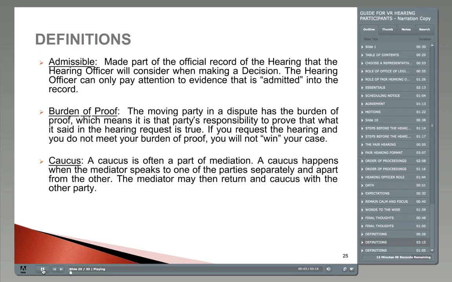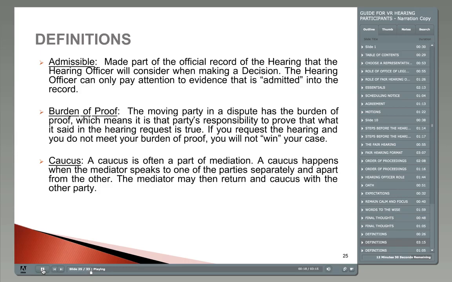Admissible: made part of an official record of the hearing that the hearing officer will consider. The hearing officer can only pay attention to evidence that is admitted to the record. We've talked about that a couple of times, right? There's only a few ways that can happen.